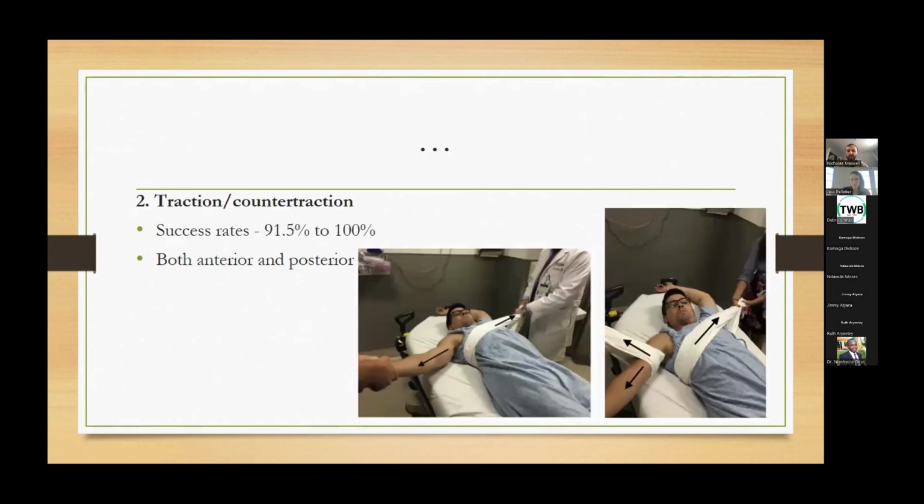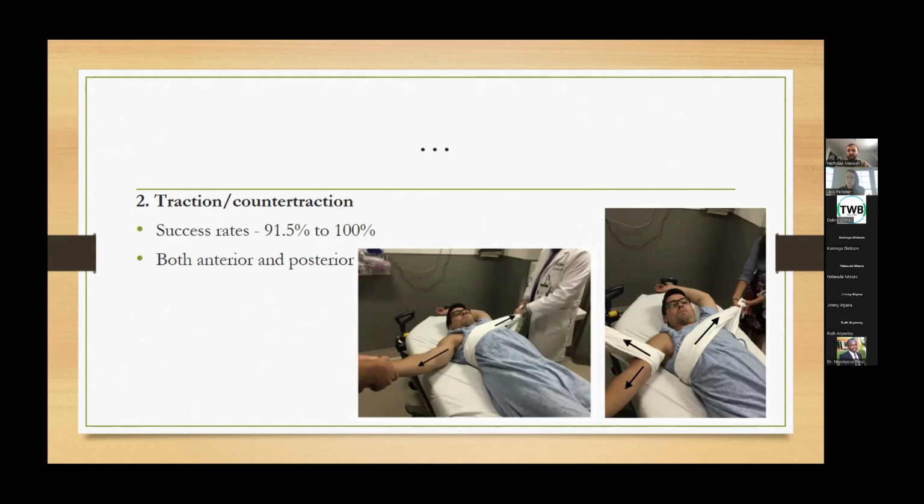And there's probably no limitations to it. Any patient can really have a FAIRS procedure done for them. Then the other techniques, like I said, this one is the traction, counter-traction.